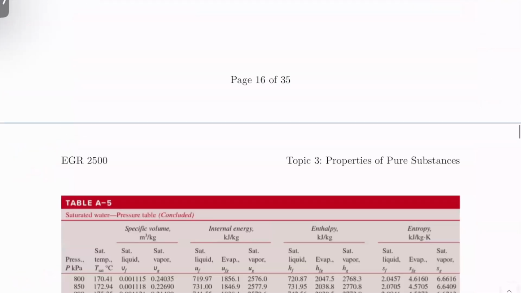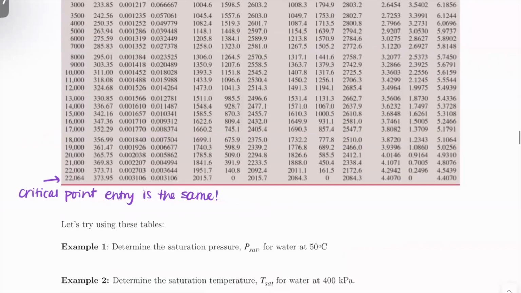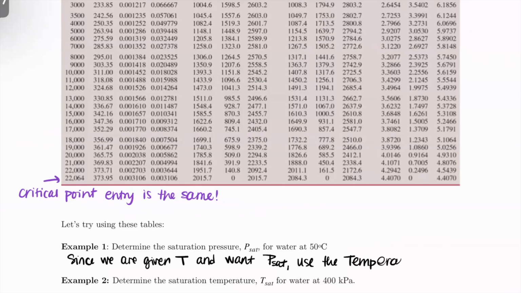All right, so let me just write this down. Since we're given T and we want PSAT, use the temperature table. And we get that PSAT is 12.352 kPa.